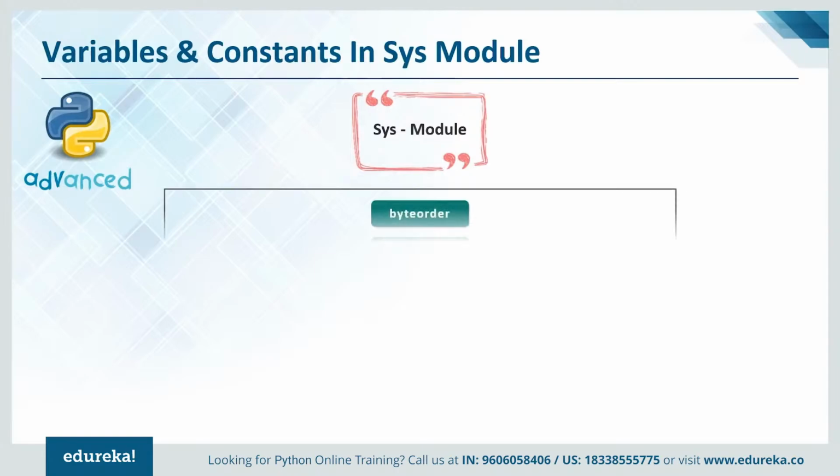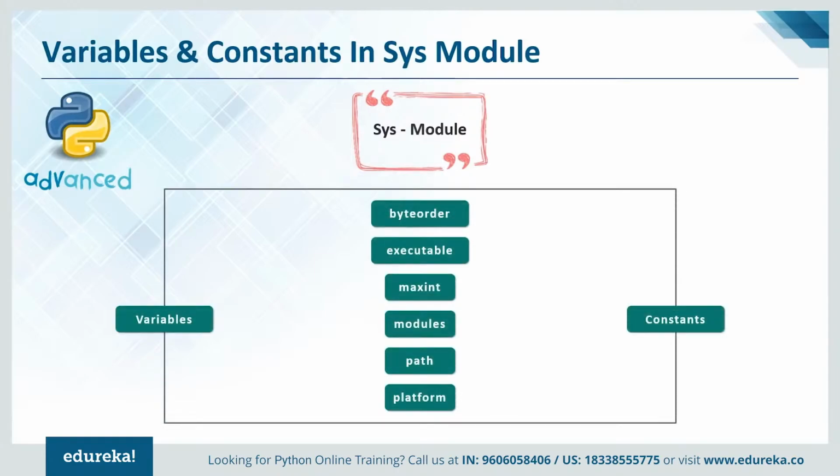So next, let us check out some interesting variables and constants that are present in the sys module. Guys, you have many here, and let me quickly walk you through a few. So we have byteorder, executable, maxint, modules, path, platform, and many more, right? So what is byteorder? Well, byteorder is basically an indicator of the native byte order, guys. Simple as that. So what's executable? Well, a string containing the name of the executable binary.